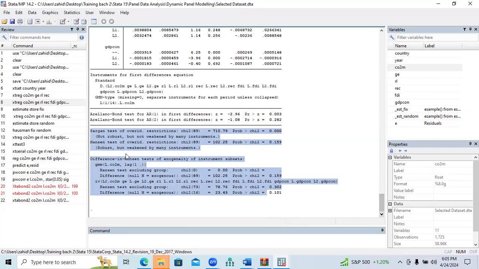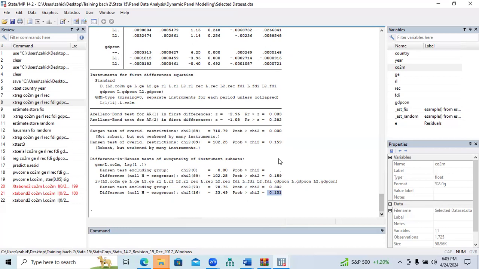So if you see here, the Hansen test for over identification is not significant. The Hansen test for excluding groups is not significant. The Hansen test for excluding group for difference is not significant as well. So the majority of the tests are not significant. It means our one-step difference GMM is valid here.